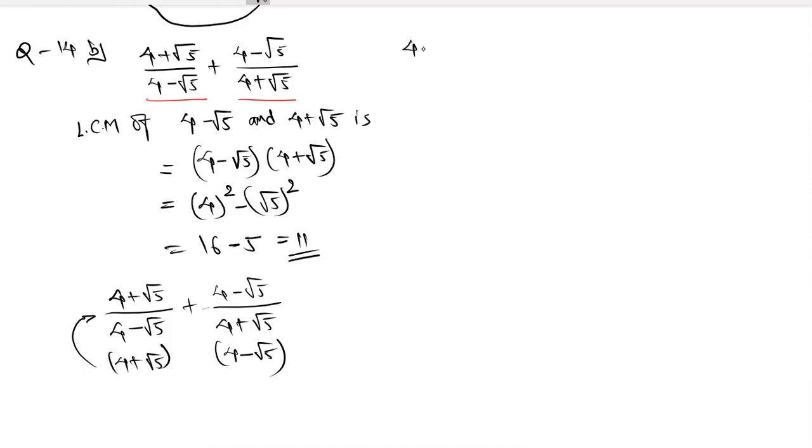So it's going to be 4 plus root 5 into 4 plus root 5. So I can write it as 4 plus root 5 the whole square, plus 4 minus root 5 the whole square upon 11. I have directly written 11. So you understood what I did? I multiplied. Let me show you again with a red pen.